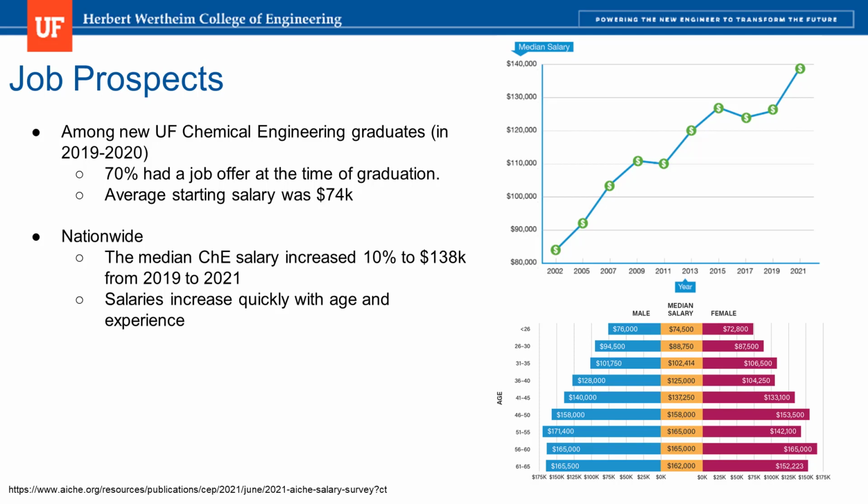According to the American Institute of Chemical Engineers annual salary survey, the median salary of chemical engineers has steadily increased since 2002, and increased about 10% only in the past 2 years, up to about $138,000. The data is shown in the graph on the upper right and seems to suggest that the profession of chemical engineering will continue to thrive. Another graph that highlights the growth potential of chemical engineers in their careers is shown on the bottom right. As you can see, although starting salaries are roughly $74,000, they tend to increase rapidly with experience.